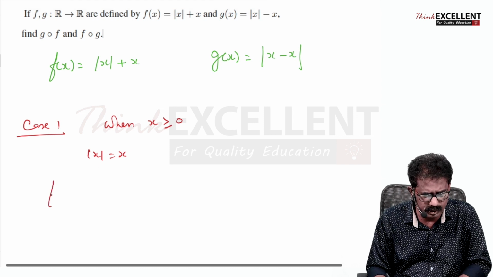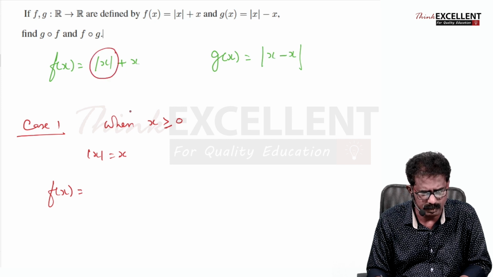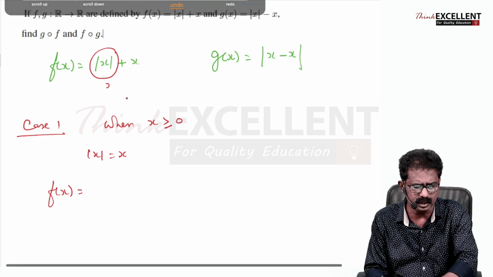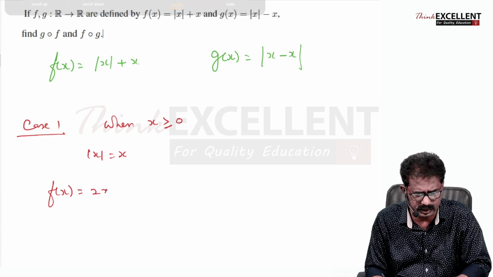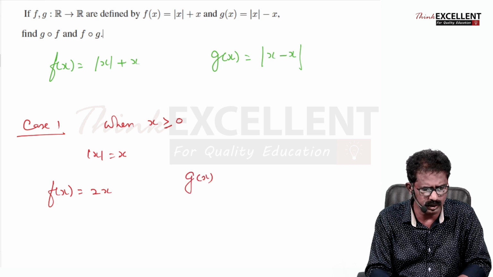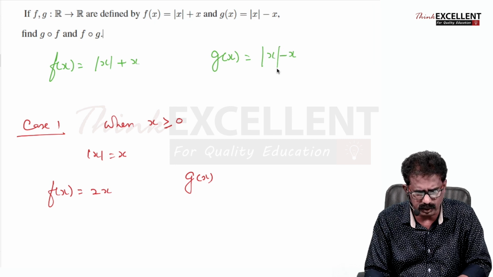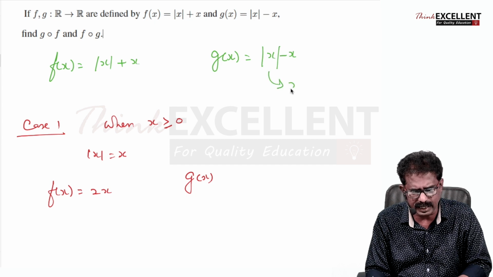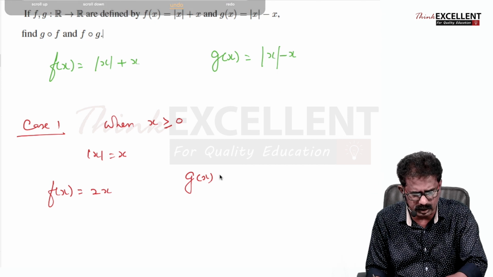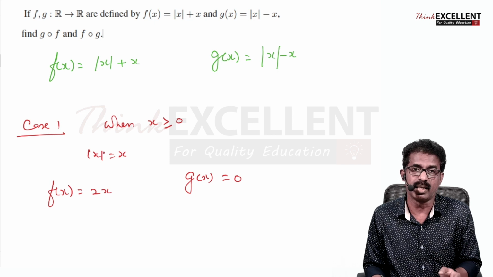So in that case, can you say what is f of x? Modulus x is x, so this is x plus this is also x. So x plus x, what's your answer? It is 2x. So f of x is 2x. And what is g of x? See the question. It is modulus x minus x, right? Modulus is only for the first one. Here modulus x is x, so you are getting x minus x. So your answer is 0. g of x is equal to 0, when x is greater than or equal to 0.